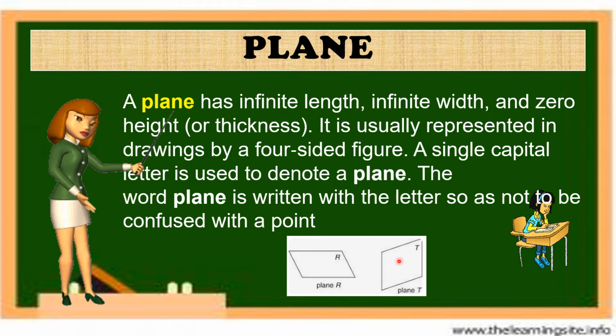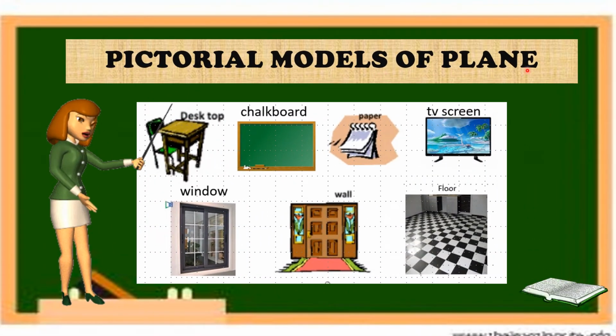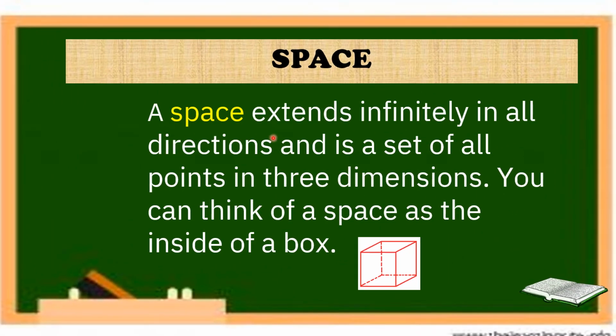And this one is, we have plane P, we have plane T. We have pictorial models of plane: desktop, chalkboard, paper, TV screen, window, wall, floor. A space extends infinitely in all directions, and it is a set of all points in three dimensions. You can think of a space as inside a box.